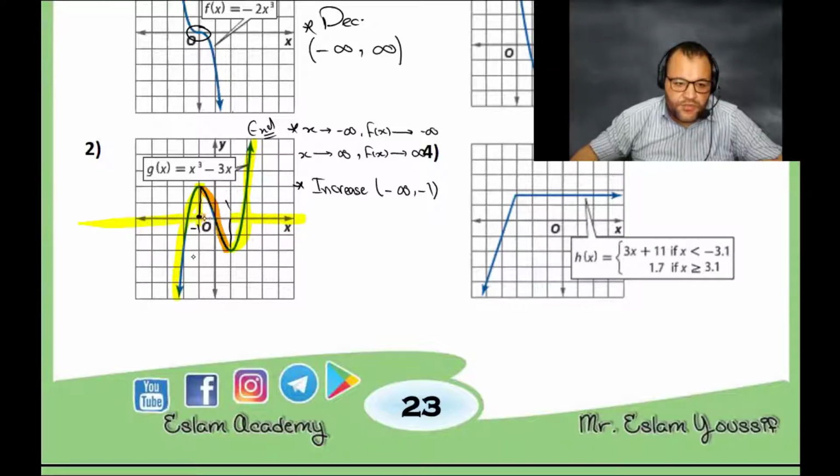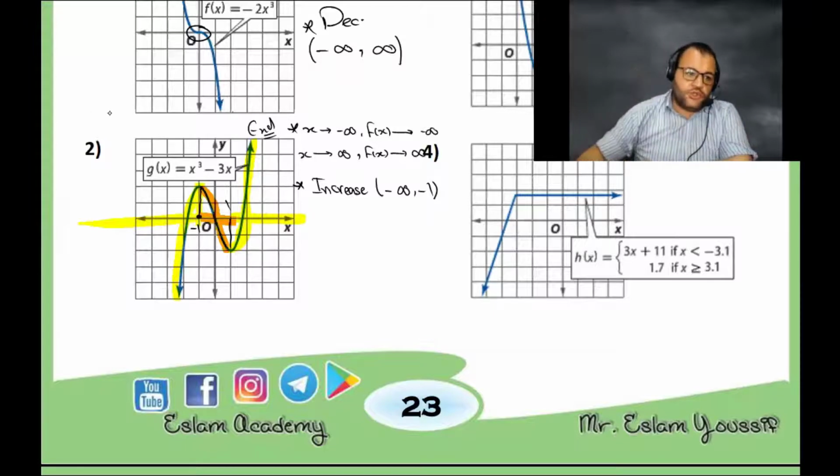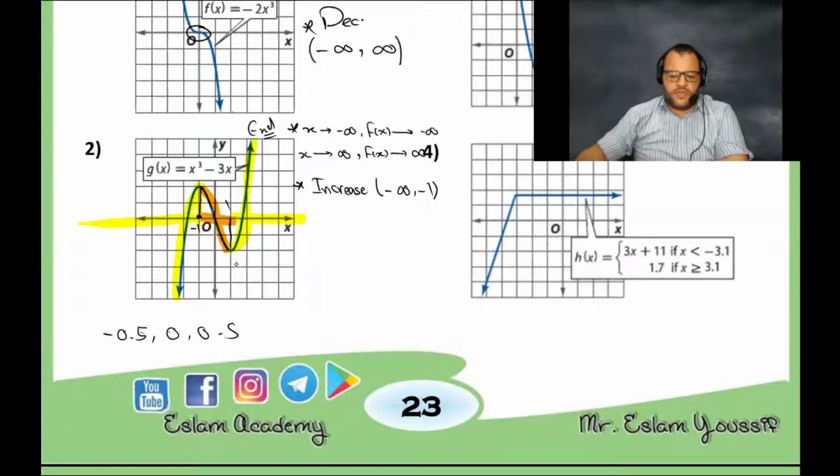And at this part, the function is decreasing. To understand this one, choose any number between -1 and 1. I need four numbers between -1 and 1. Arrange them from smallest to greatest, starting from -1 to 1. Suppose -0.5, 0, 0.5. Can you substitute for the first value? Use a calculator to substitute.